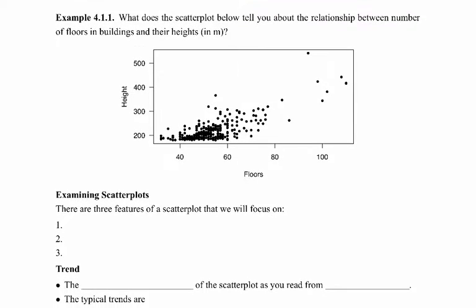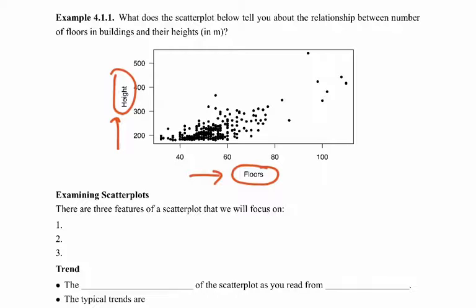So let's take a look at this example. What does the scatter plot below tell you about the relationship between the number of floors in buildings, that would be the variable here, and the heights in meters, and that would be the variable here? It's just like it would have been in algebra. You've got a horizontal axis, in this case the number of floors in the building, and a vertical axis, in this case the height of the buildings. Each individual dot on this graph represents a particular building, where it is in terms of the floors and what its height is.